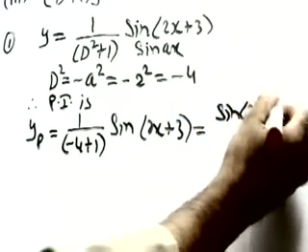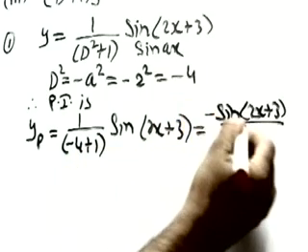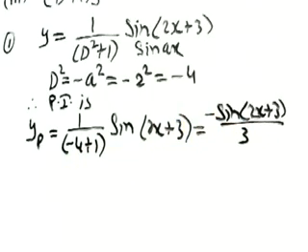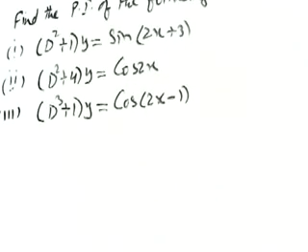So what is the next step? Sine of 2x plus 3. What we are having is minus 4 plus 1, which is minus 3. Let us write the minus on the numerator, minus 3. So this is the first question. Let me try the second question.